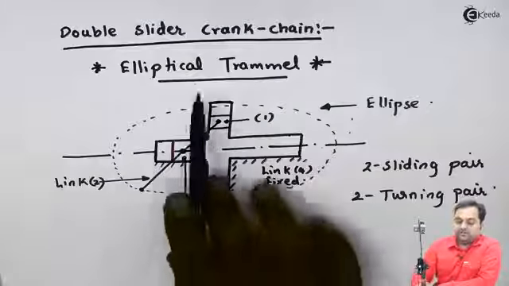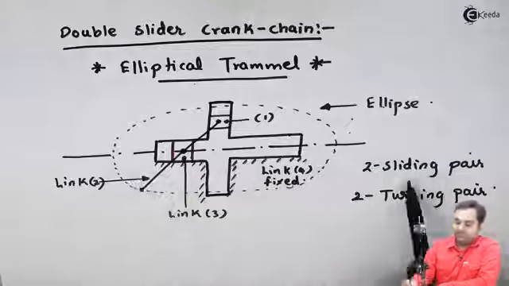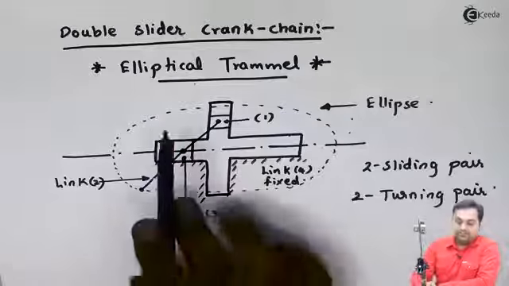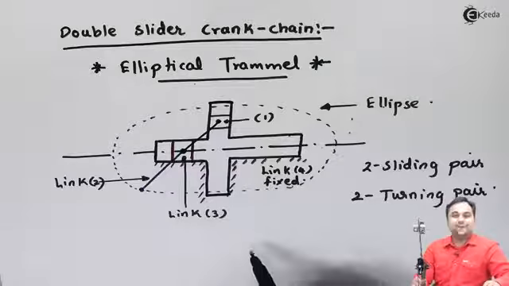So here the elliptical trammel is used to trace an ellipse, and we can see that two of the pairs are sliding and two are turning pairs. So this is an example of double slider crank chain. I hope you all have understood this.